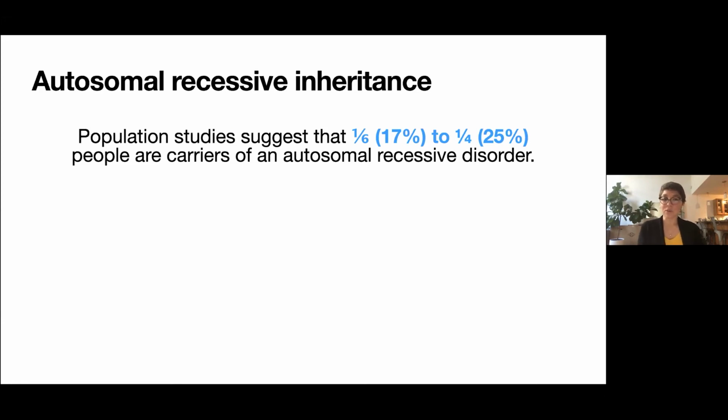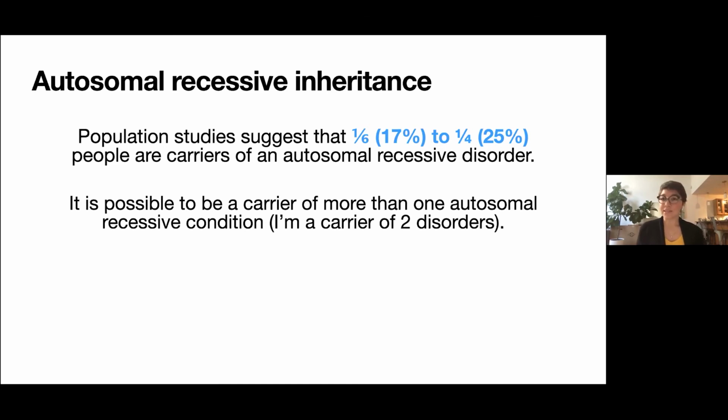When we think about autosomal recessive disorders in general, you'll find that when we test enough people, most people are going to be a carrier of something. Some of the bigger population studies that have been done by genetic testing labs suggest that between 1 in 6 to 1 in 4 people are carriers of an autosomal recessive disorder. And what's interesting is that it's actually possible to be a carrier of more than one condition. So for example, I'm a carrier of 2 conditions, my husband is a carrier of 4 conditions. It's really not uncommon to be carriers of a genetic condition. It's just that we all have no symptoms, so we don't really know unless we're actively being tested.